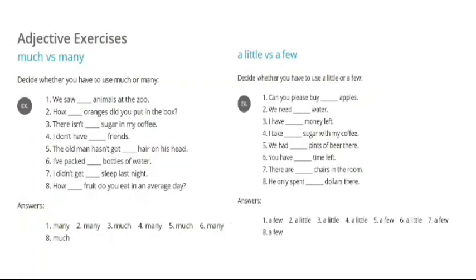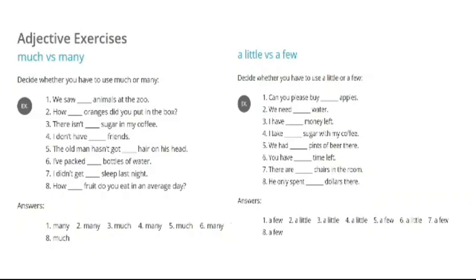First, let's discuss: we saw dash animals at the zoo. We saw many animals at the zoo. How many oranges did you put in the box? There isn't much sugar in my coffee. I don't have many friends. The old man hasn't got much hair on his head. I have packed bottles of water. I didn't get much sleep last night. How much fruit do you eat in an average day?